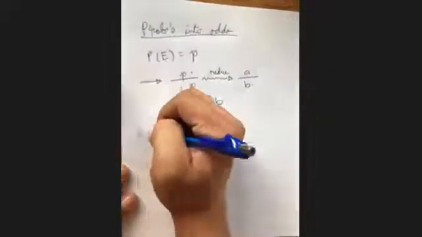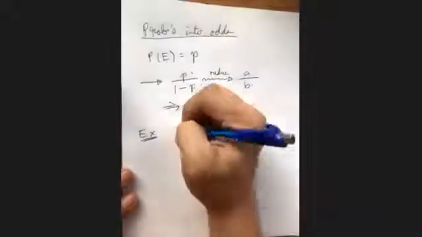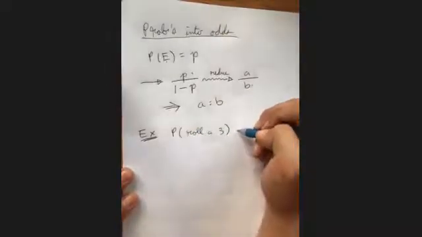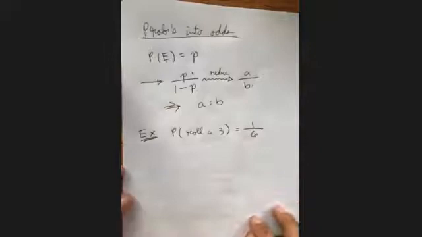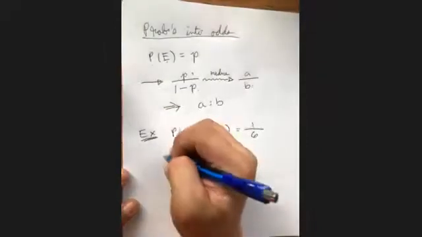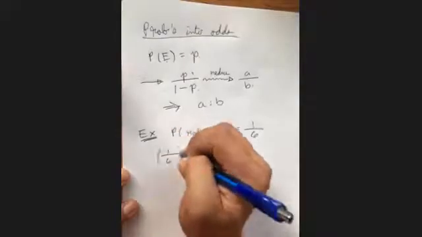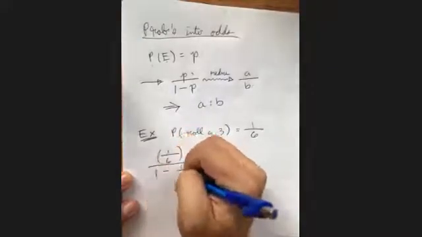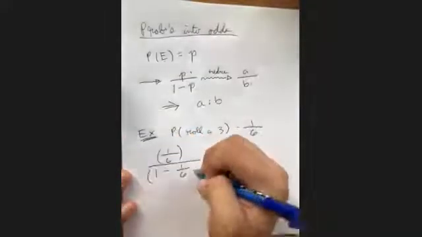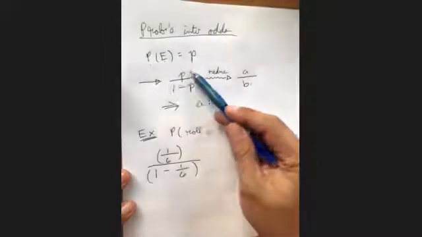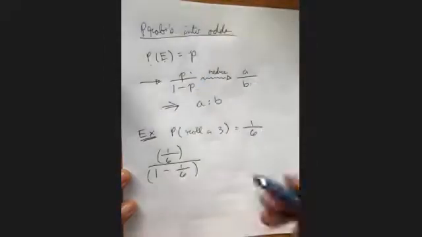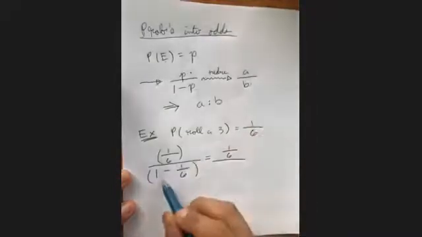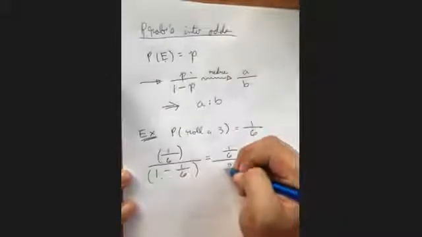Okay, so let's look at an example. We know the probability of rolling a 3 is 1/6. So we want to figure out what the odds are. We start by forming a fraction, which is going to be 1/6 over 1 minus 1/6. So this is the P over 1 minus P. We then have to simplify this. So we've got 1/6 in the numerator and 1 minus 1/6, which is 5/6.